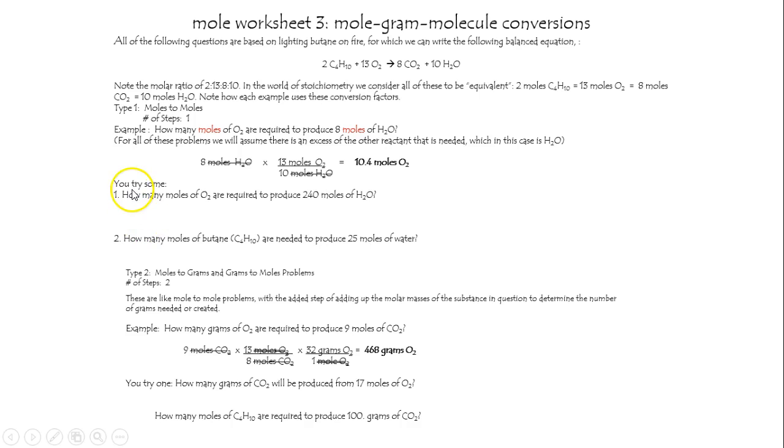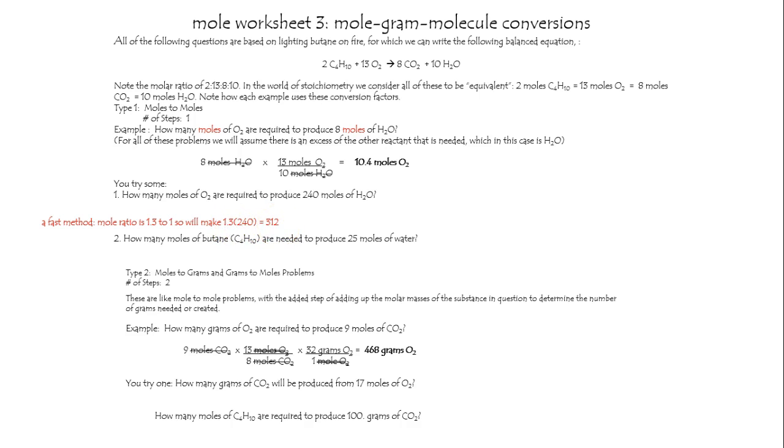Here's some for you. How many moles of oxygen are required to produce 240 moles of water? One way to do this in your head would be to say that every 10 moles of water requires 13 moles of oxygen. Hey, this is a 1.3 multiplier. You could just do it that way. A fast method, the mole ratio is 1.3 to 1, so multiply by that and you should get 312 moles.